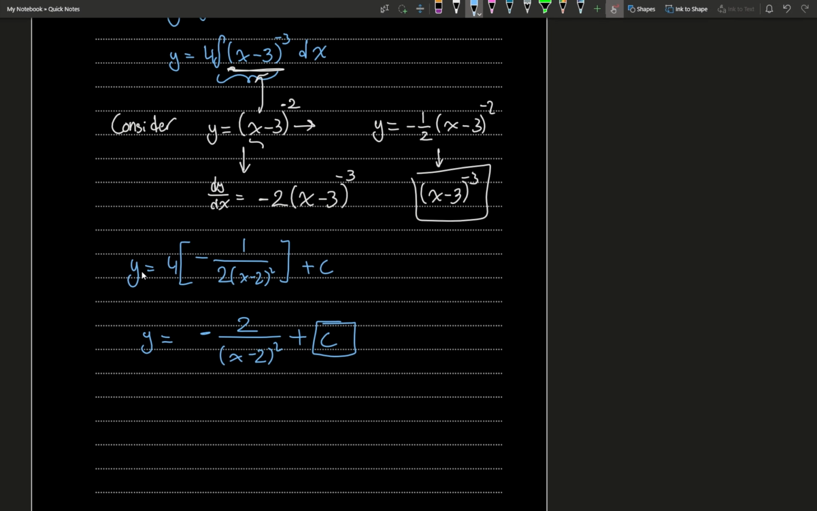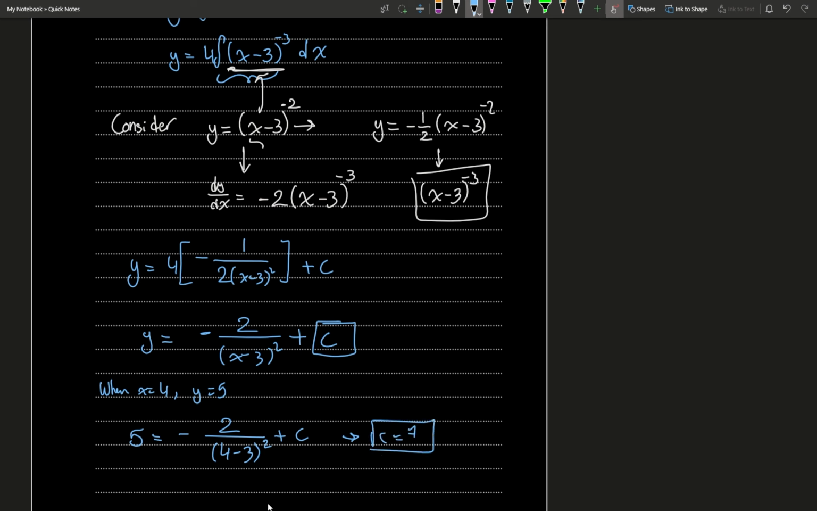So we write below, when x is equal to 4 we know that y is equal to 5. Just substitute your values and then solve for c. So we write 5 is equal to negative 2 divided by 4 minus 2. Oh hold on a minute, I made a mistake, sorry, this should be 3 not 2. Okay, so x minus 3 squared plus c. 4 minus 3 is 1. Then we'll add 2 to both sides, giving us that c is equal to 7.